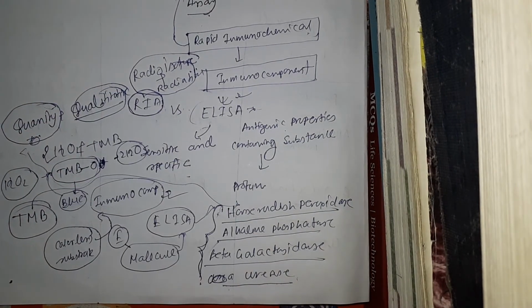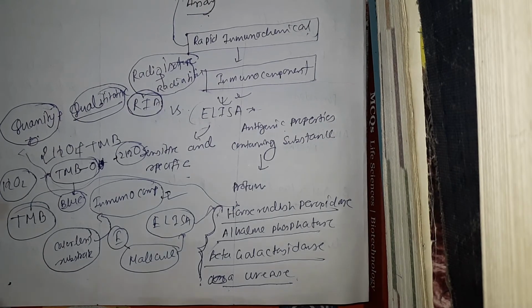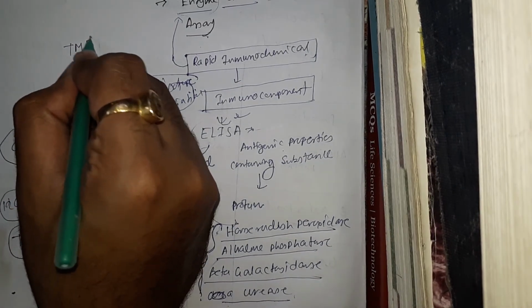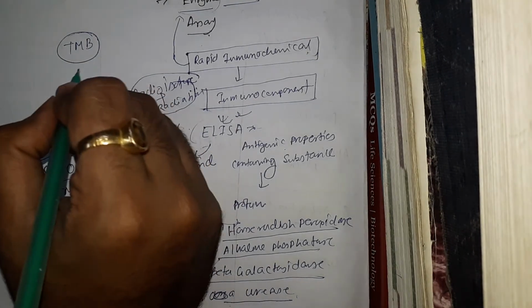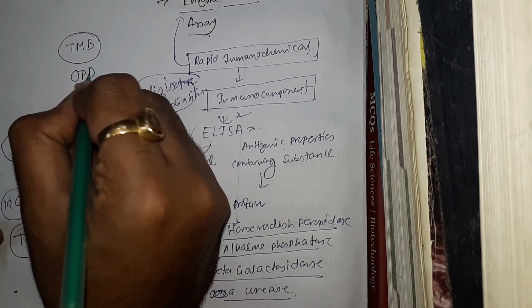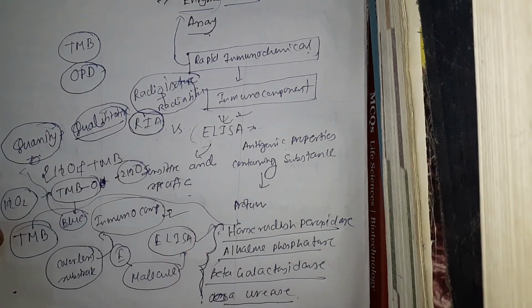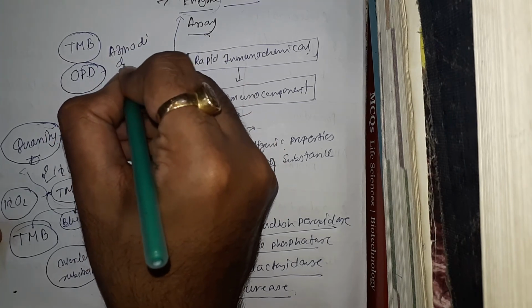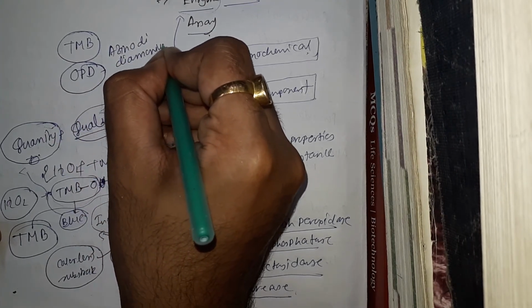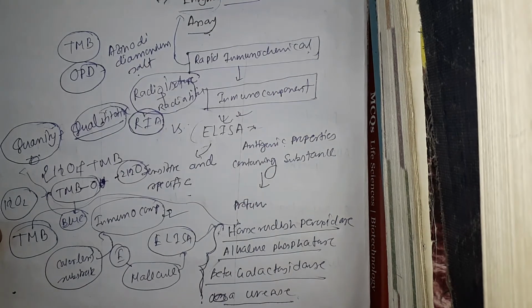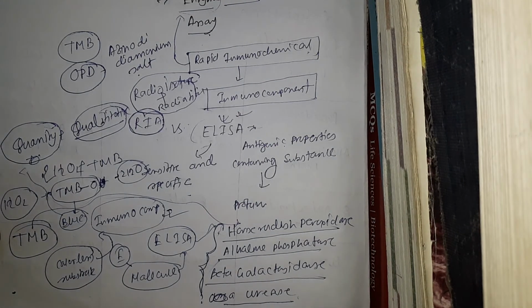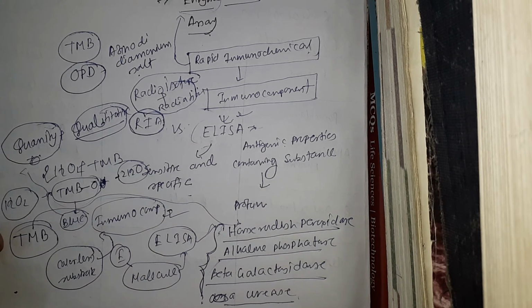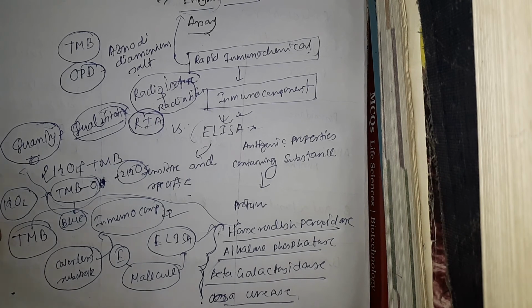Now the question is what substrates we are going to use. The important substrates are tetramethylbenzidine, another one is OPD, that is orthophenylene diamine, another one is ABTS, the diammonium salt, and another one is amino salicylic acid. These are the important substrates that are usually colorless in nature, but in the presence of enzyme they are converted into colored products. So that is all about the introduction of ELISA.